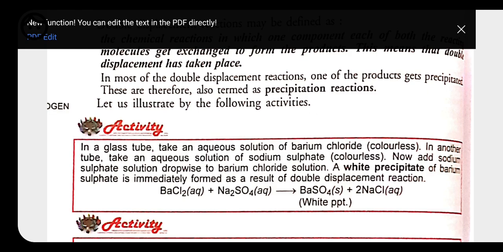Whatever the new product is formed, one is in the form of a precipitate, because they are not soluble in one another. If we add a solution of barium chloride and a solution of sodium sulfate, both in the solution form, and take both the solutions in one container, then they are going to form a product. Whatever the products formed, these products are not soluble in one another. That's why one comes as a precipitate, that is in the solid form, and the other one will be in the aqueous form. That is called a double displacement reaction.